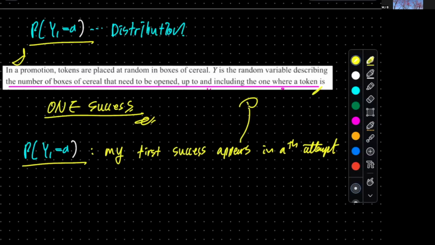In this case, if I say Y equals A, that means the first A minus 1 trials, you had failure. We're going to say failure is 1 minus p, and each trial, my friend, is independent. That means I'm going to multiply this many, many times. How many times? The number of times I had failure, which is A minus 1 times. But in the Ath time, I had my first success. And what you see here is called a geometric distribution.